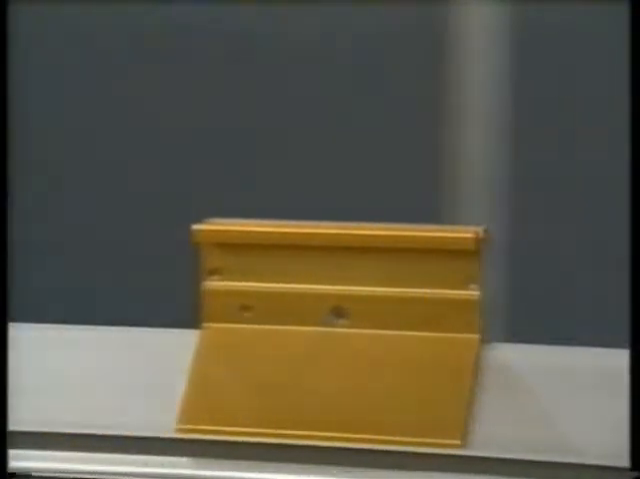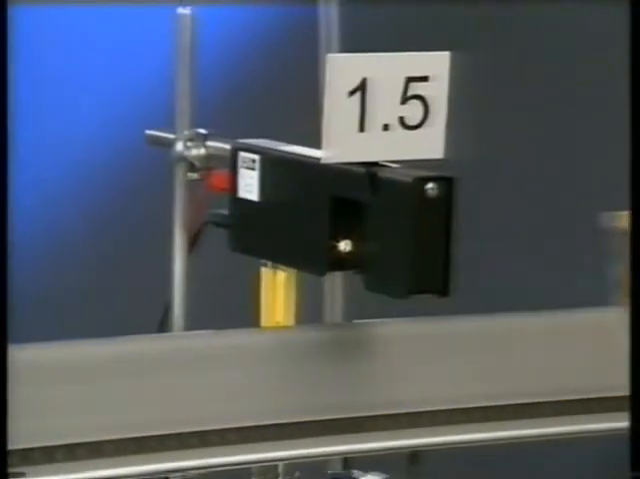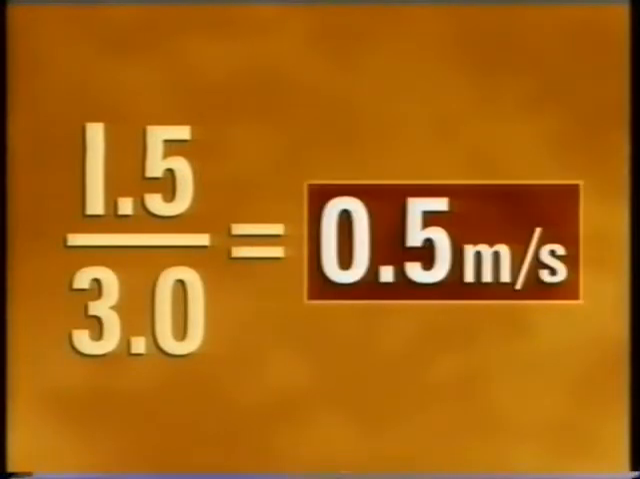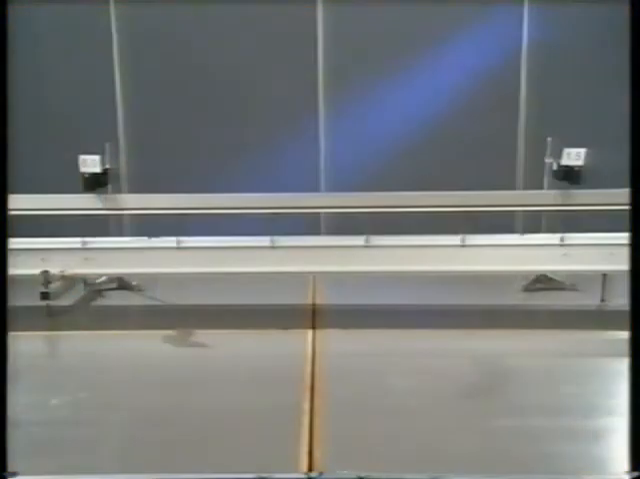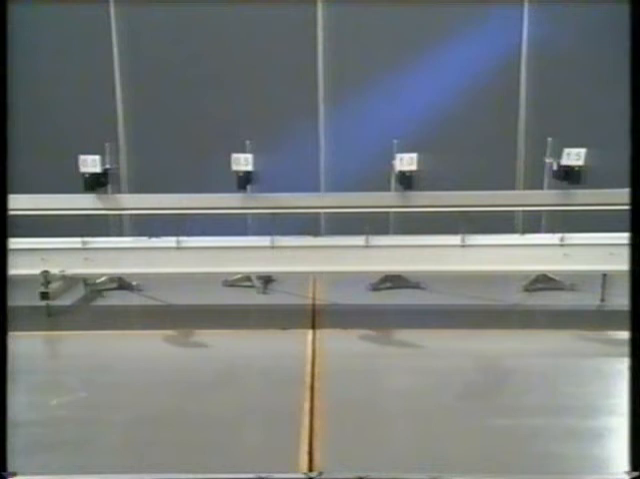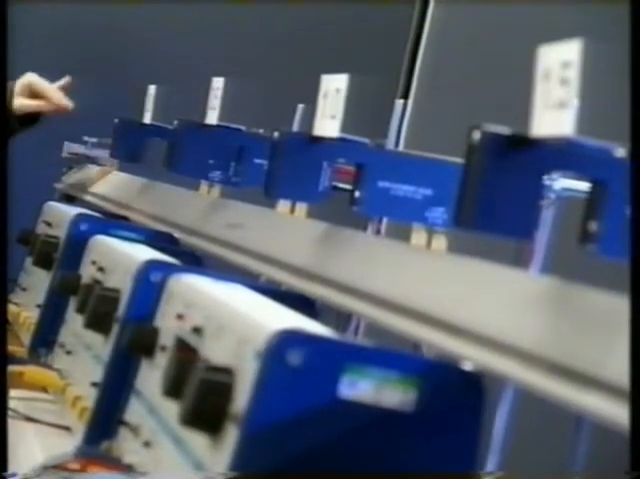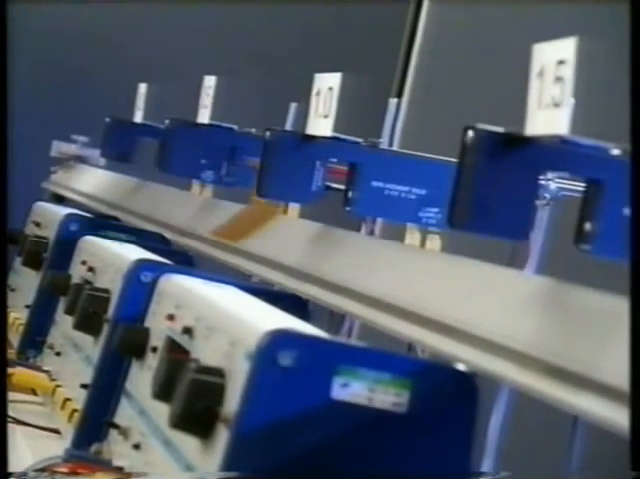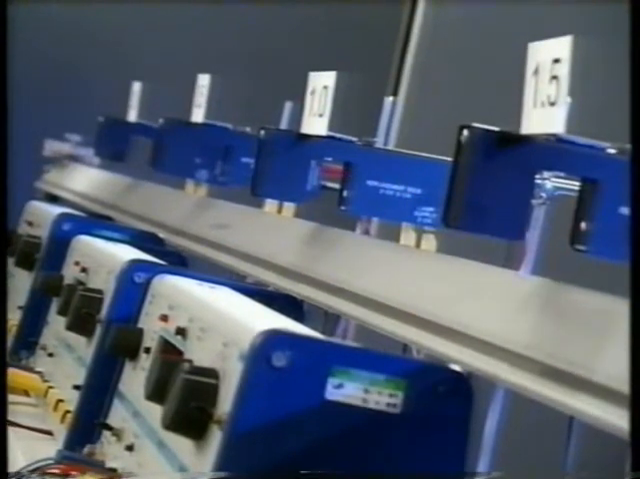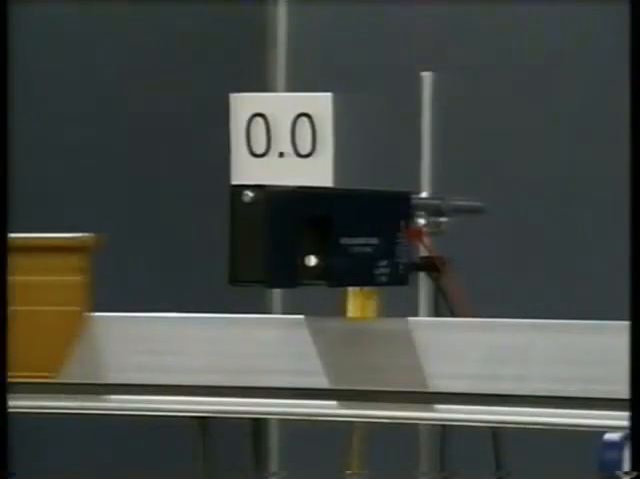Average speed is distance, which is 1.5 metres, divided by time, which is 3 seconds, so the speed is 0.5 metres per second. To analyse the vehicle's speed in more detail, several light gates attached to electronic timers are placed at half-metre intervals. Now we can find out if the speed of the vehicle is the same all the way along the track.